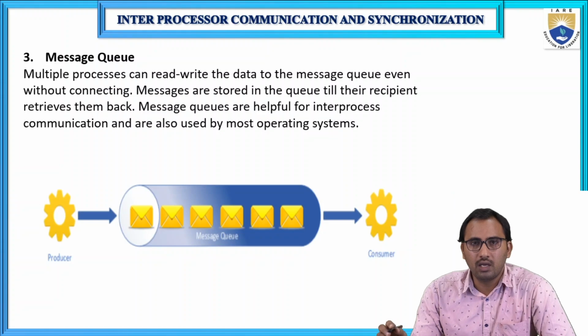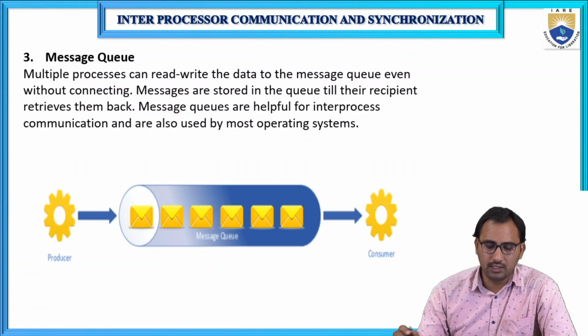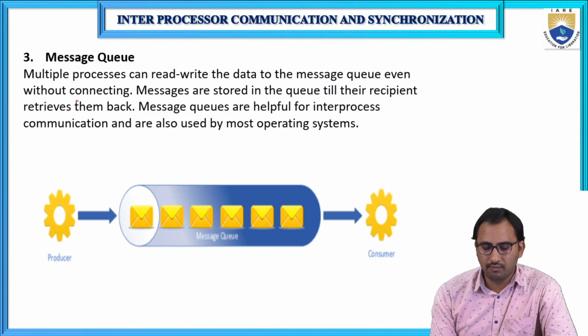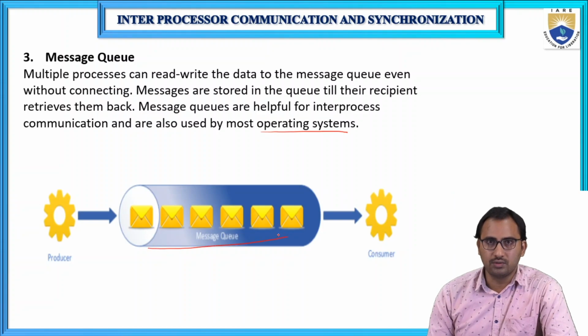And coming to the third type of method, that is message queues. Multiple processes can write data to the message queue even without connecting. Messages are stored in the queue till their recipient retrieves them. Message queues are helpful for inter-process communication and are also used by most operating systems. So these are the message queues.